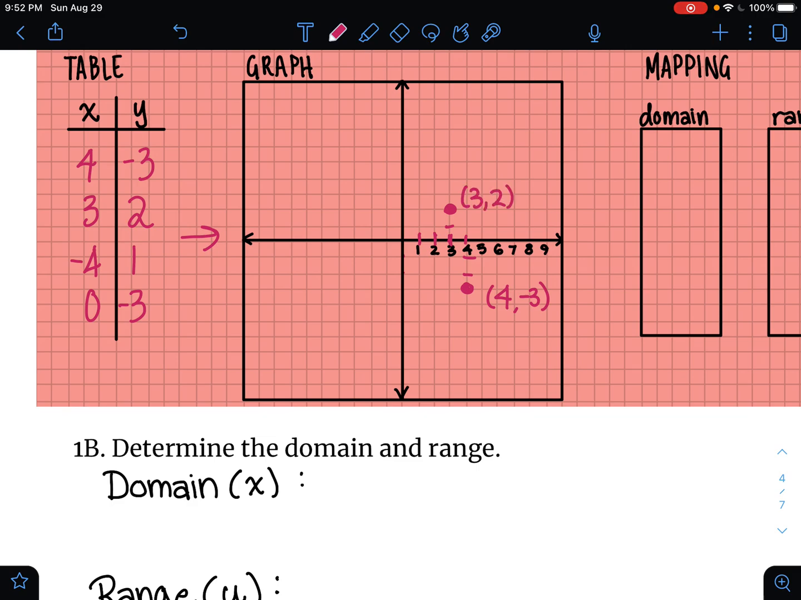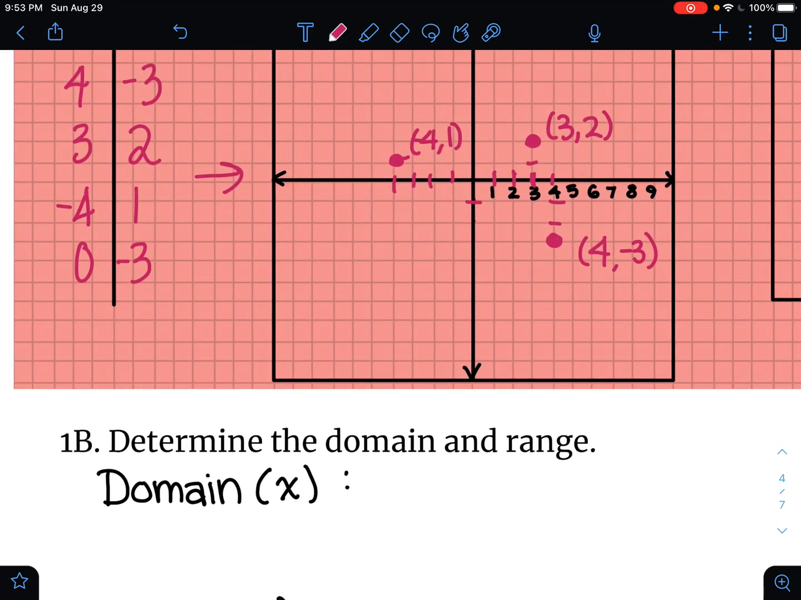I'm just going to do the rest without talking that much because it's pretty straightforward once you have these first ones. -4, 1. Be careful with your negatives. I usually slip up with that and it always makes it so much harder. Down 3. Because when it says 0, it just means you're not moving left or right. I did that backwards. And you're just going to stay on the y-axis, so you're at 0, -3.